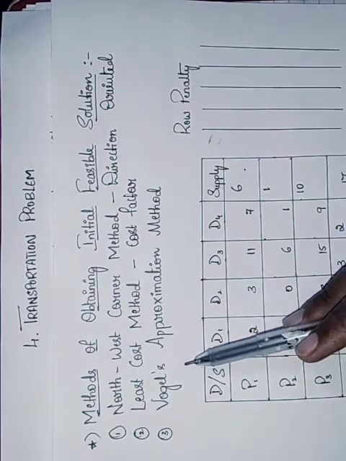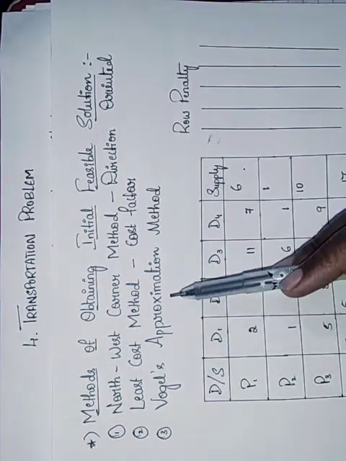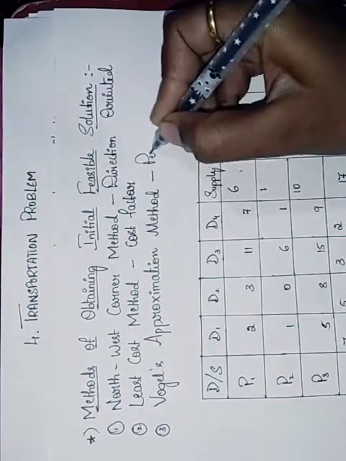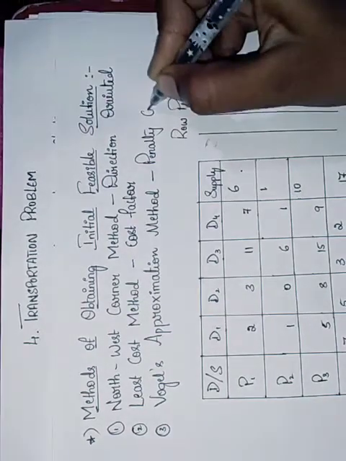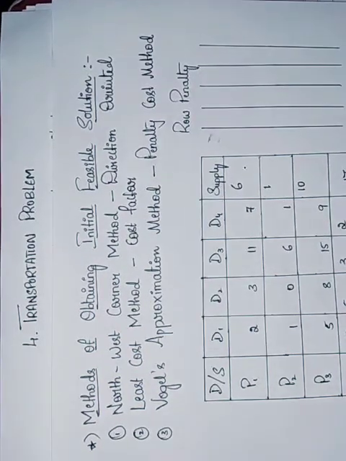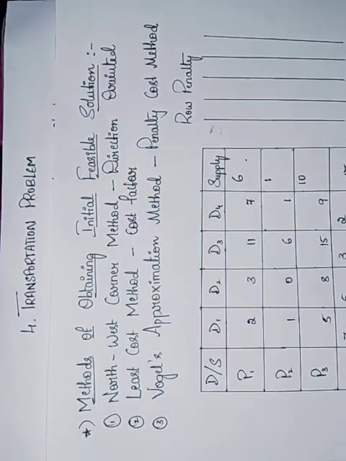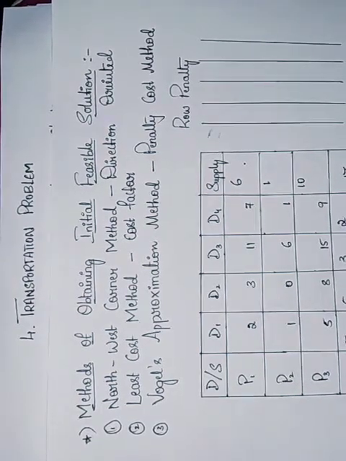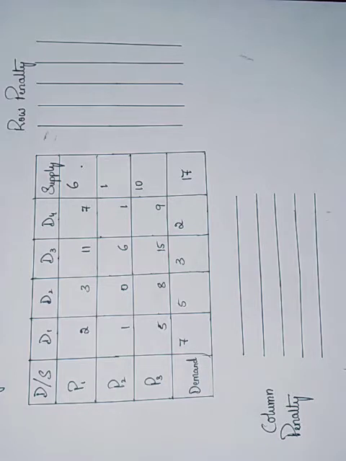And the third method of obtaining initial feasible solution is Vogel's Approximation method. It is also called the penalty cost method, and it gives an initial solution that is nearer to an optimal solution. This method considers opportunity cost as the base for allocation. Now let us solve one transportation problem based on Vogel's approximation method.